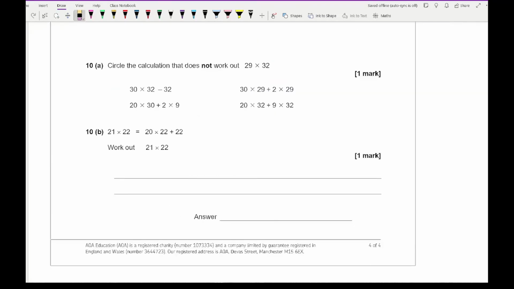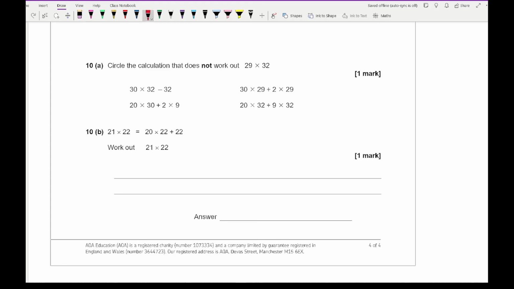So moving on to question 10a, our last question, it says circle the calculation that does not work out 29 times 32. Now for 1 mark, again, if you're not sure and can't see the actual answer, then you could guess, and you've only got a 1 in 4 chance of getting it right. However, let me just show you a way of doing it without actually having to work out each of the individual 4 calculations. Now if this was on the calculator, all you'd have to do is simply type in each 4, work out what 29 times 32 is, and you'll know which one gives you the wrong answer.